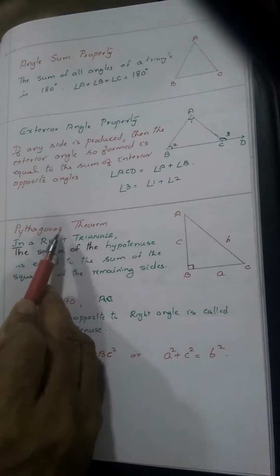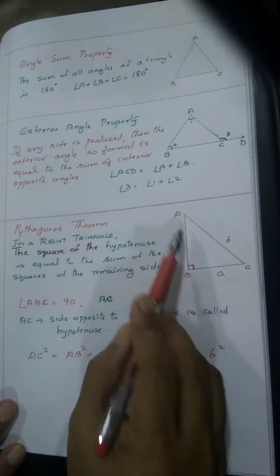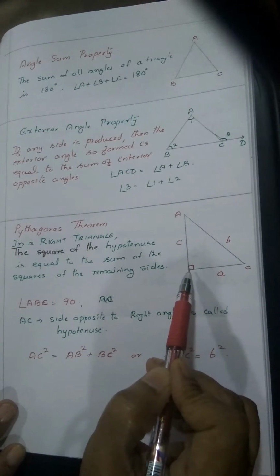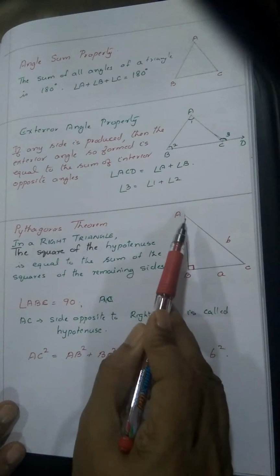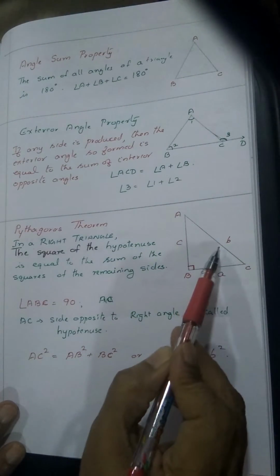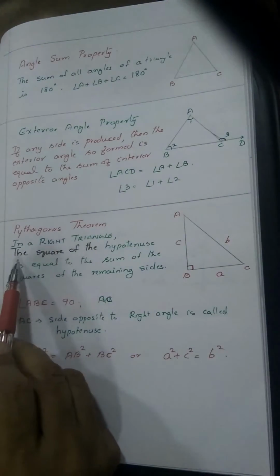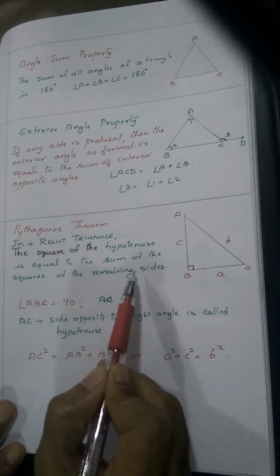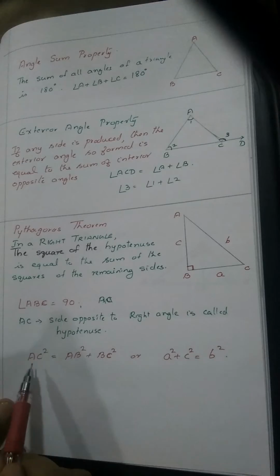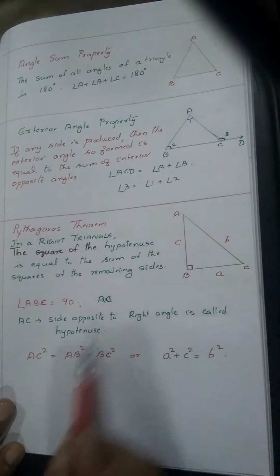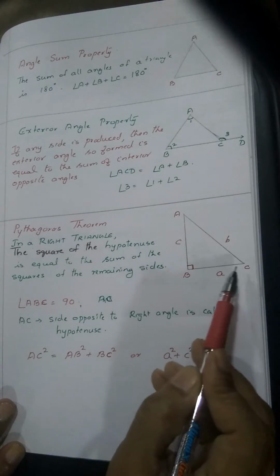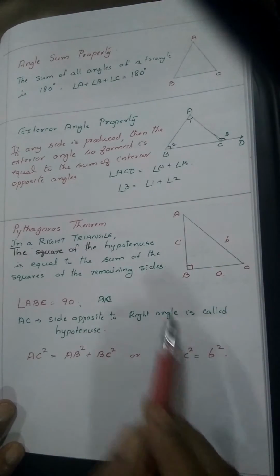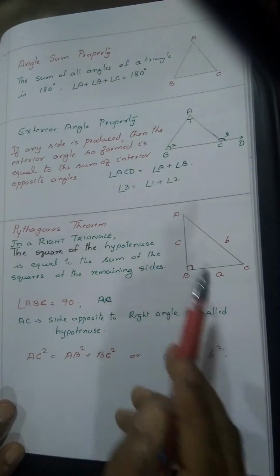Now comes the Pythagoras theorem. The Pythagoras theorem is always on a right triangle. So in a right triangle, this angle B is 90 degrees. As I told previously, the side opposite to 90 degrees is called the hypotenuse. The square of the hypotenuse is equal to the sum of the squares of the remaining sides. So AC squared is equal to AB squared plus BC squared.